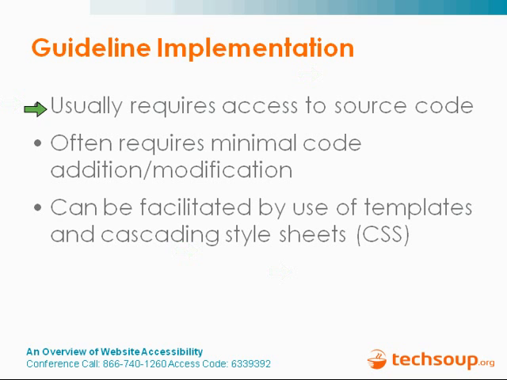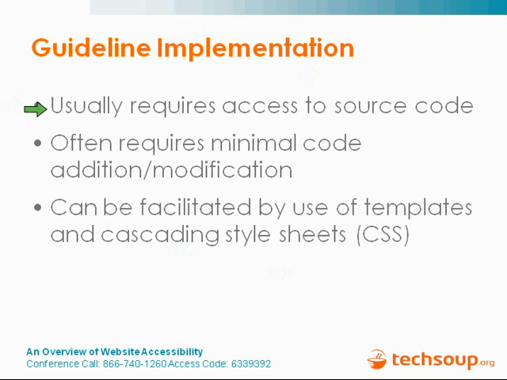Accessibility implementation usually requires access to the source code, so it's usually implemented at the source code level. It often requires minimal code addition or modification. So usually there isn't a great deal you need to do to modify the code to bring it up to accessibility compliance.